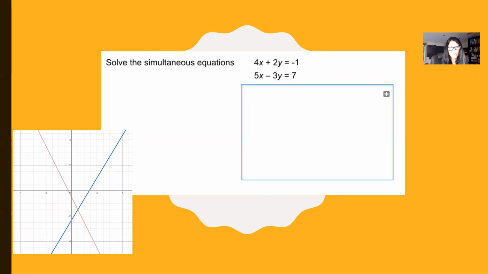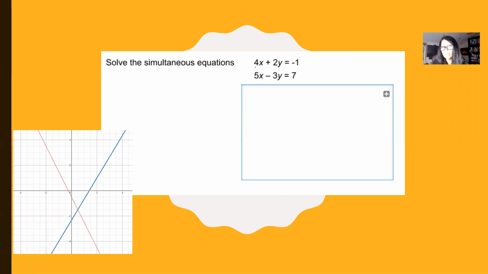I just wanted to go through another simultaneous equation question. And this one is a little bit trickier, because if you look back at the one we did the other day, number 3, you'll notice that the coefficients of one of the variables were the same. So we didn't have as much work to do.